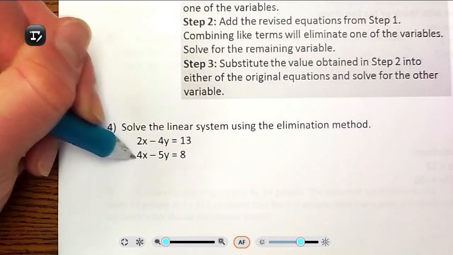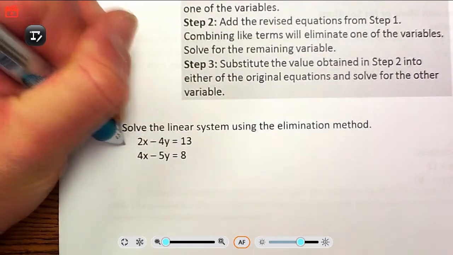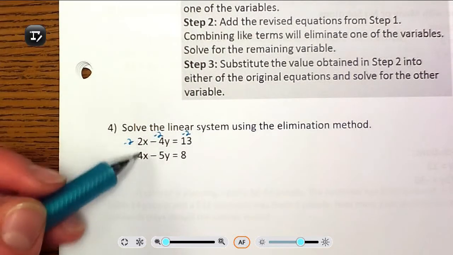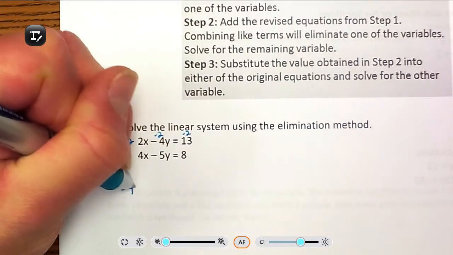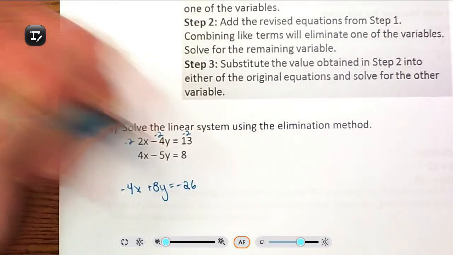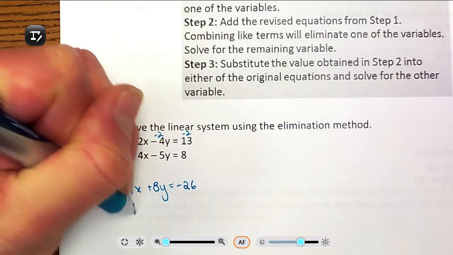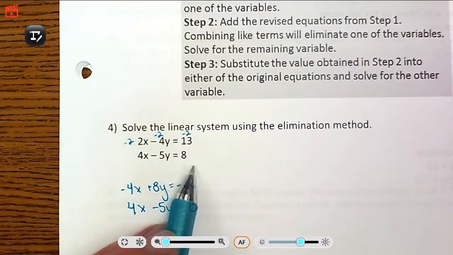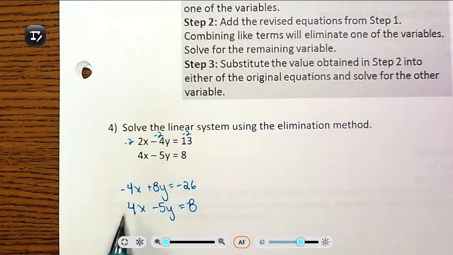So I'm actually going to try to match up these x's by multiplying everything by negative 2 though, because I really want them to be opposite signs. Negative 4x plus 8y equals negative 26, and 4x minus 5y equals 8 is the traditional, the original b equation.